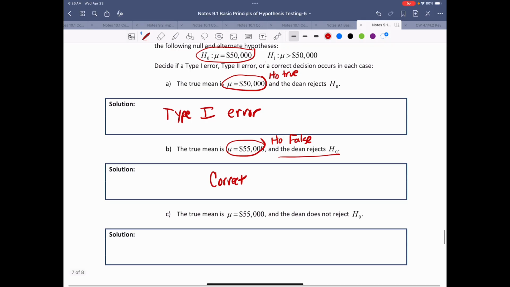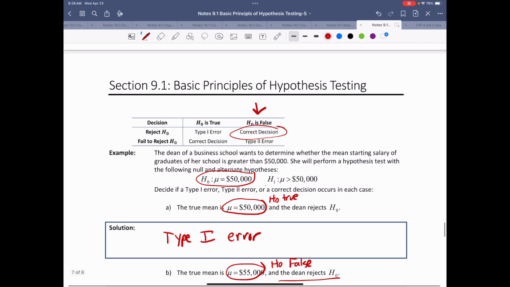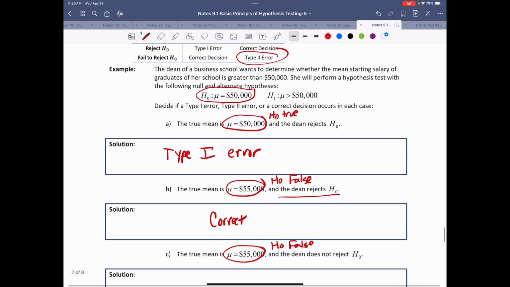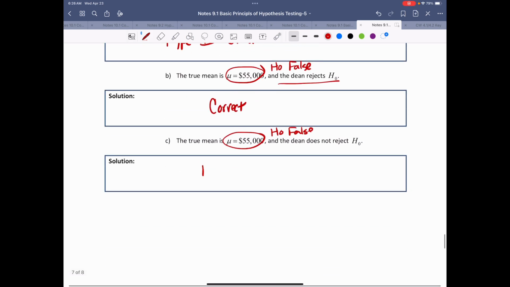All right, the true mean is 55,000. I'm back in H0 false again. And the dean does not reject H0. So I'm back up here in H0 false again. And she fails to reject H0. She made a type 2 error.